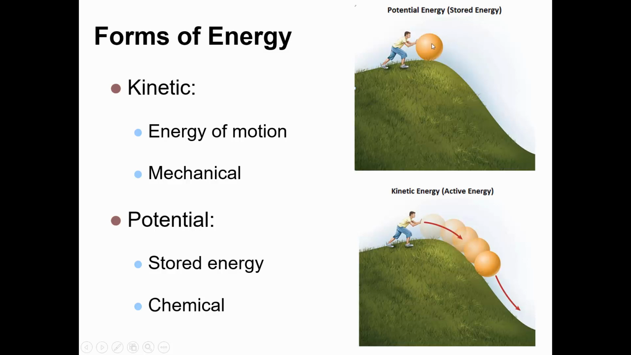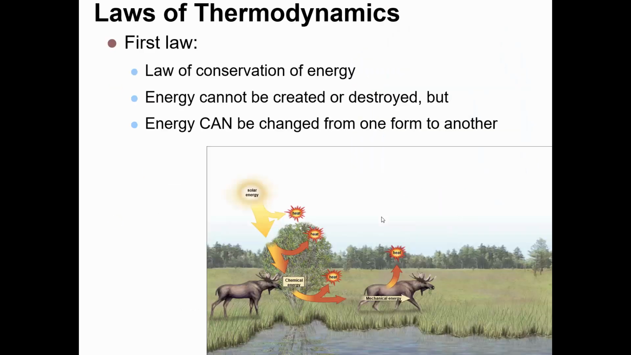The other type of energy we have is potential energy, which is a form of stored energy. Now, it's easy to think about potential energy in the form of this ball sitting at the top of the hill because it could be pushed and rolled down the hill. But what we need to become accustomed to thinking about is potential energy in the form of chemical energy, which is going to be the form of energy that we deal with here in the world of biology.